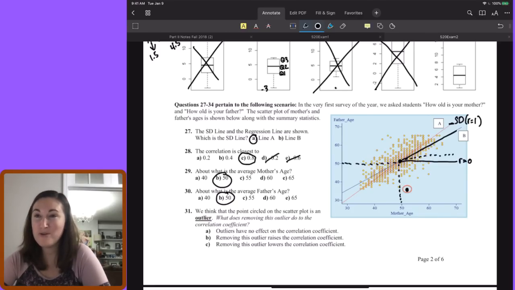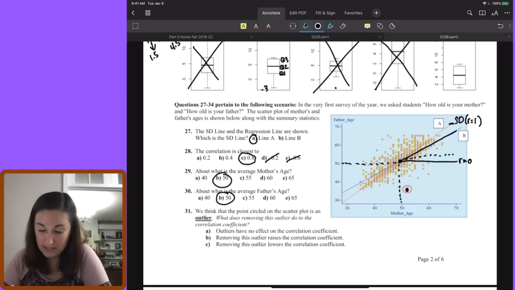So if we got rid of it, it'd be easier to draw a line through all the points. So I would say removing this outlier actually raises or increases the correlation coefficient.